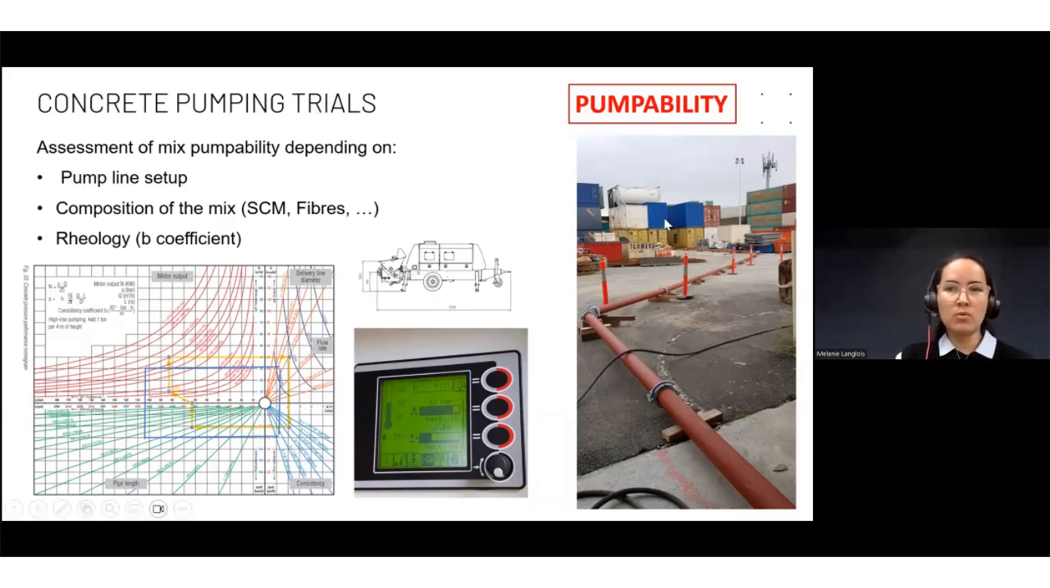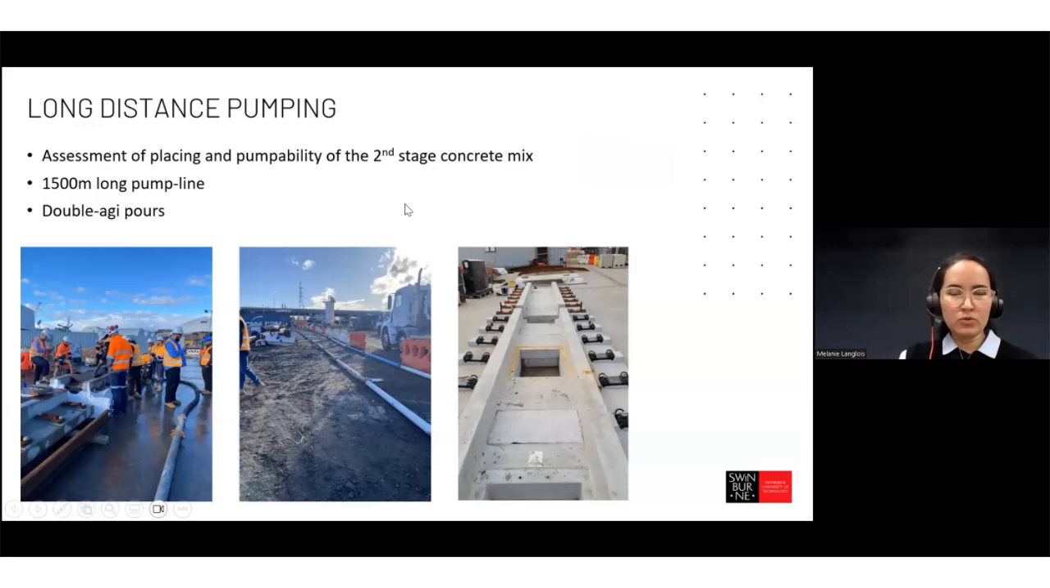So you can use a very long line and a nomograph, and based on the output of your pump line, your pump diameter, your pump pressure, and the pump flow, you can determine the B coefficient, representative of the viscosity and rheology of your concrete mix design. Then you will know in any pump setup what the behavior of your concrete mix design will be. So that's what we have done on Melbourne Metro Tunnel for the second stage concrete mix down the tunnel. We had a 1.5 meter long line pump. We were using double AG pours, and that's what we did to ensure that the concrete that we developed was suitable and pumpable.